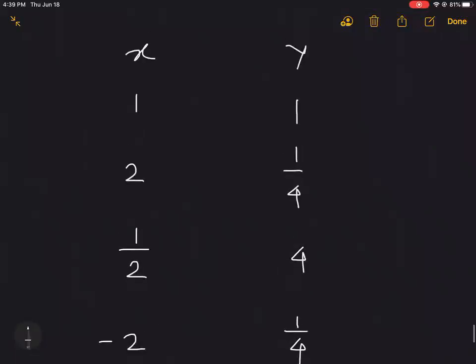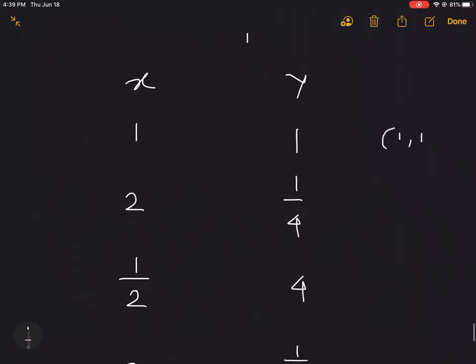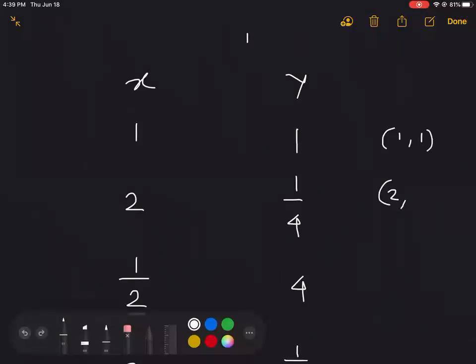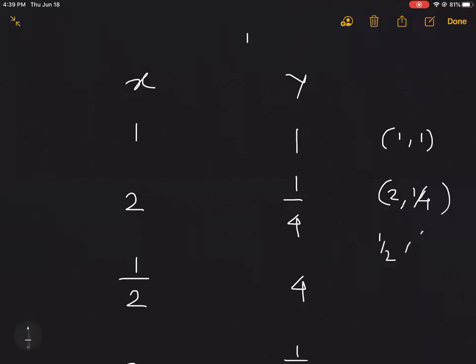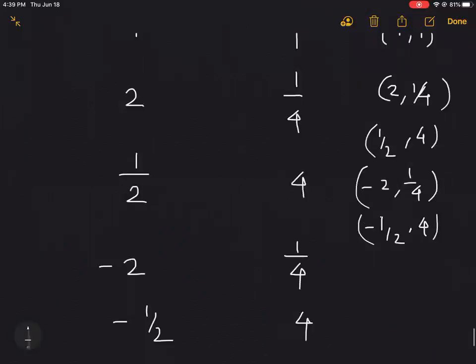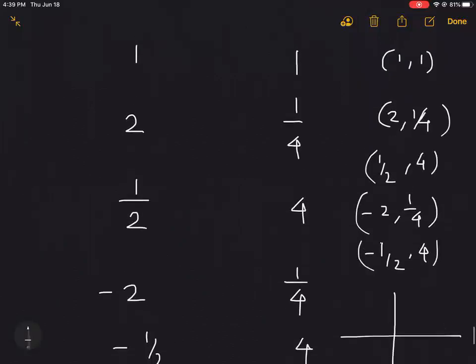So if we just plot these points: (1, 1), (2, 1/4), (half, 4), (-2, 1/4), and (-half, 4). If we plot these 5 points, and if we join these points, we'll get our graph. So let's do that. Let me use this smaller portion so that we don't need to scroll down.